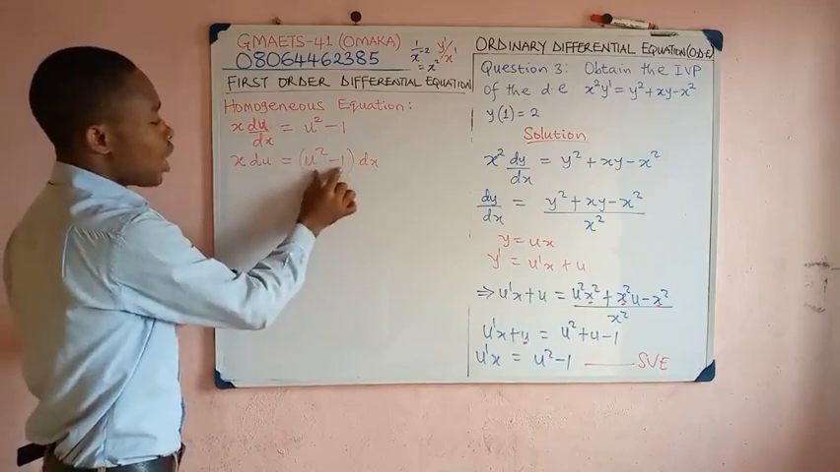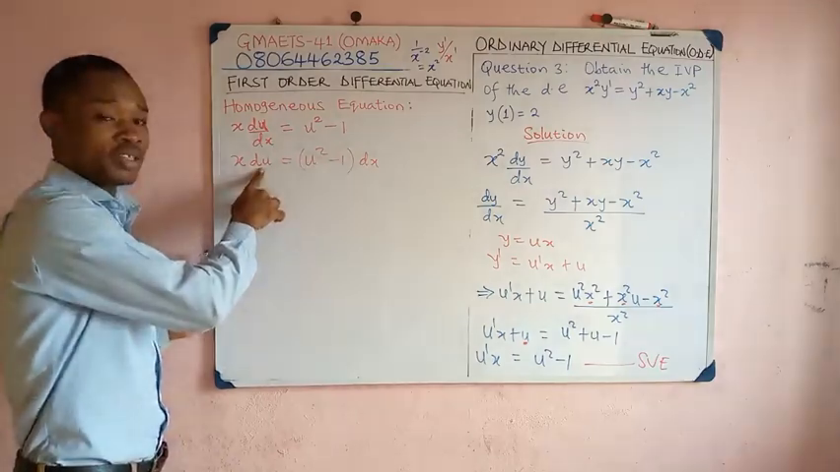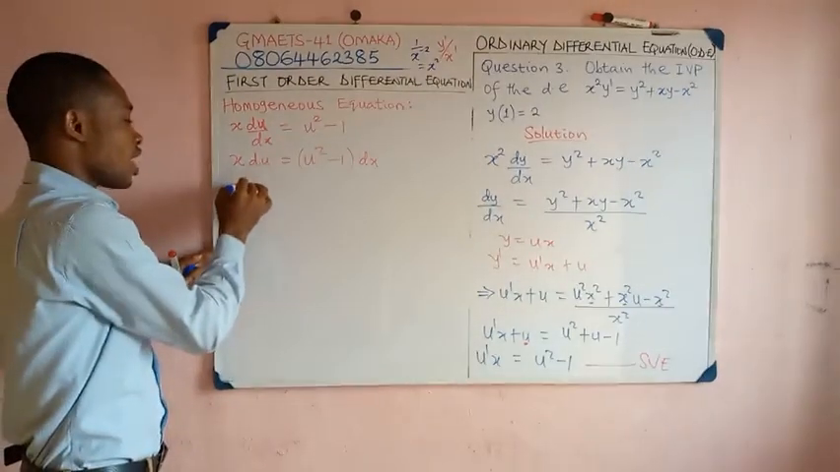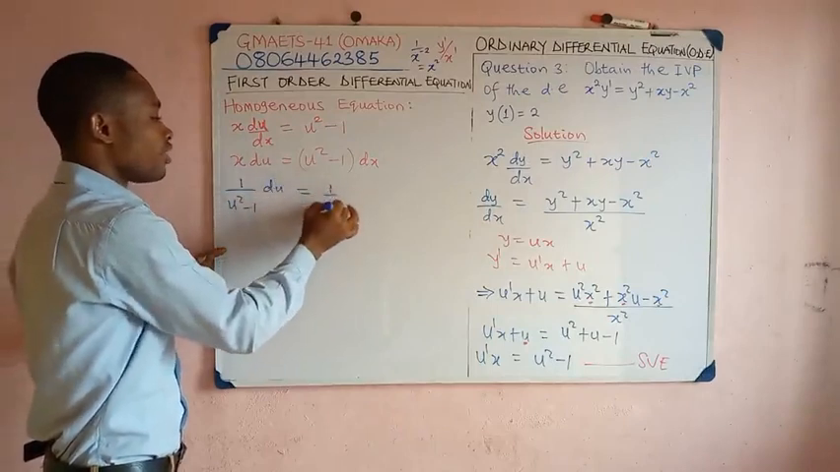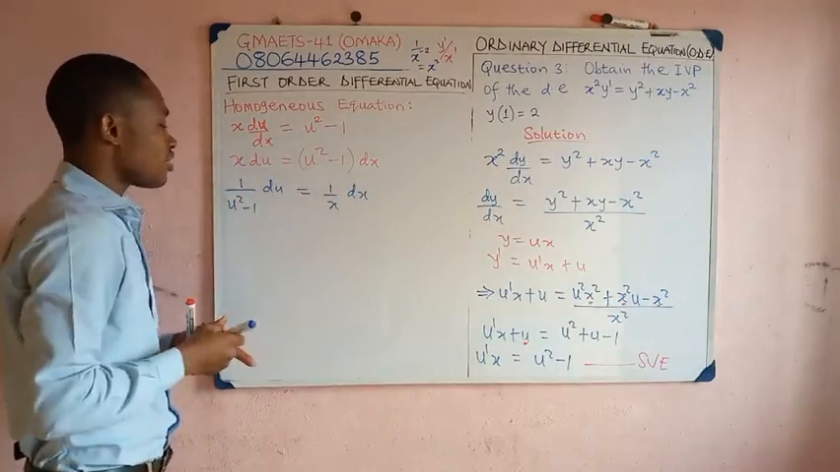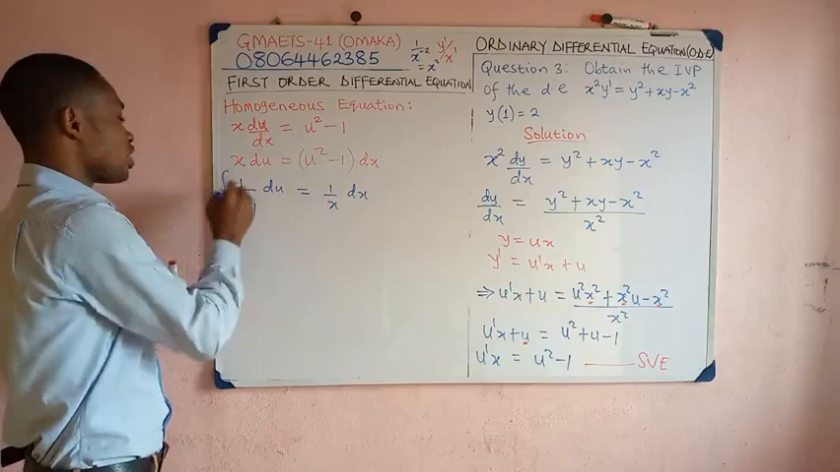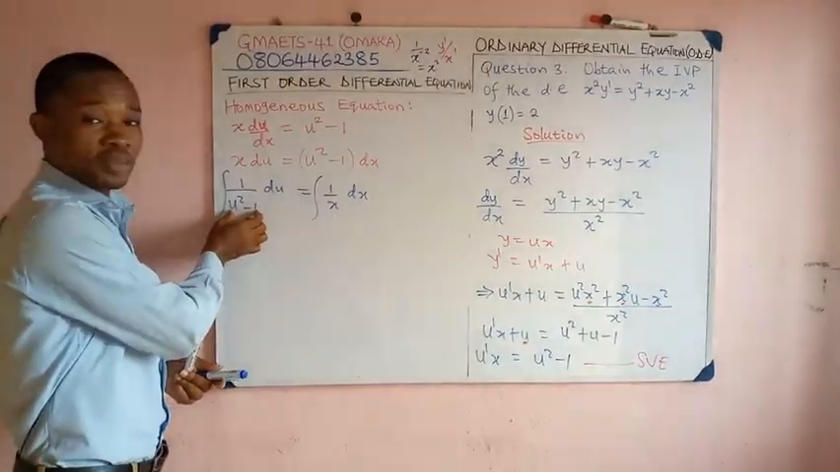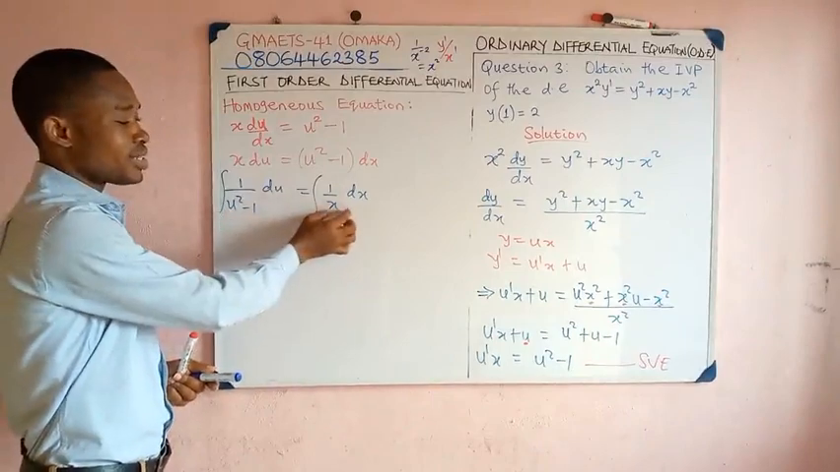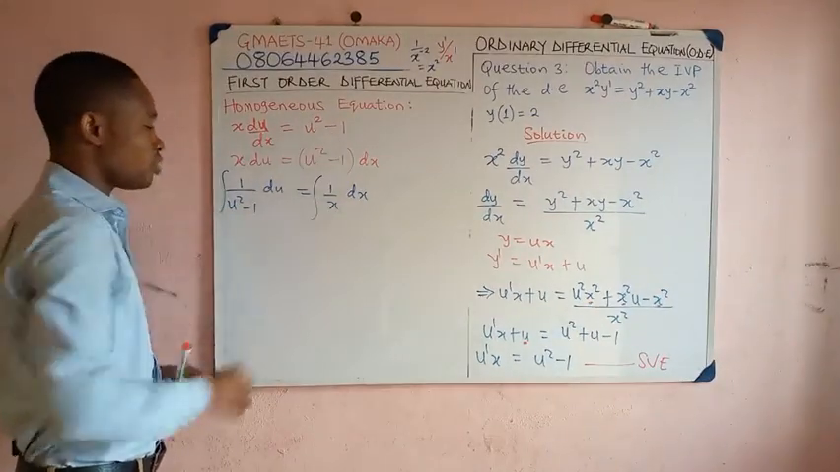Move u squared minus 1, the u variable, to its parent du. If that happens, you're going to have 1 over u squared minus 1 du equal to 1 over x dx. And you have separated the variable. All that is left is to integrate. Now to integrate this part, you're going to use integration by partial fraction. This is a standard integral in x, so we don't have problems here.